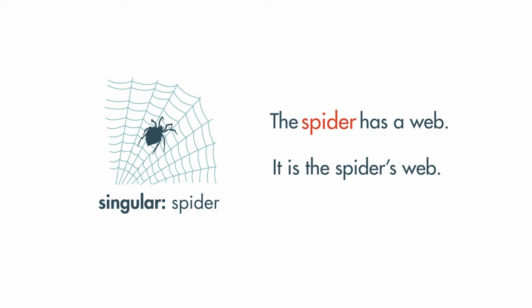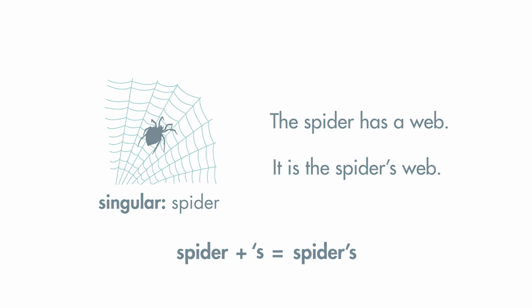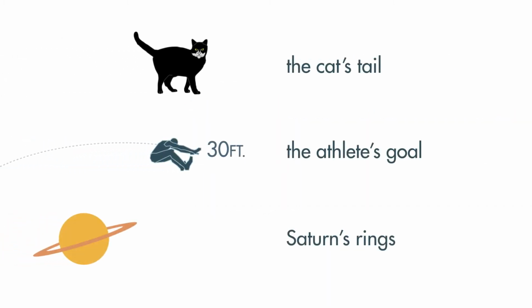The spider has a web. It is the spider's web. Since spider is a singular noun, add an apostrophe and the letter S to form the singular possessive. Here are some more singular possessives. Notice the apostrophe S after each singular noun.